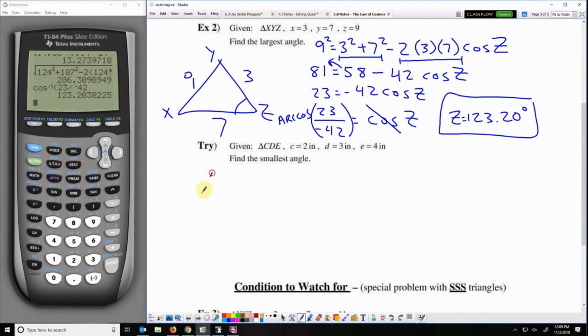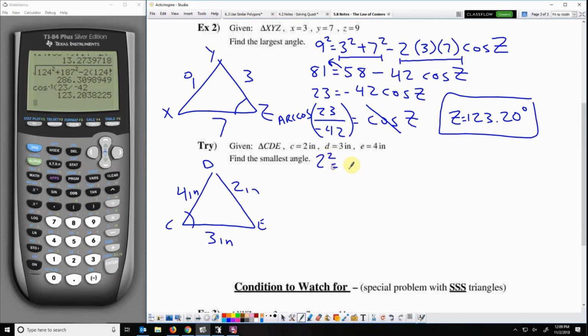Okay, we'll try another one. Triangle CDE, where C is 2 inches, D is 3 inches, and E is 4 inches. This time find the smallest angle. So that's going to be across from the shortest side of 2. So this time I'm looking for the measure of angle C. So I have to start with that shortest side.